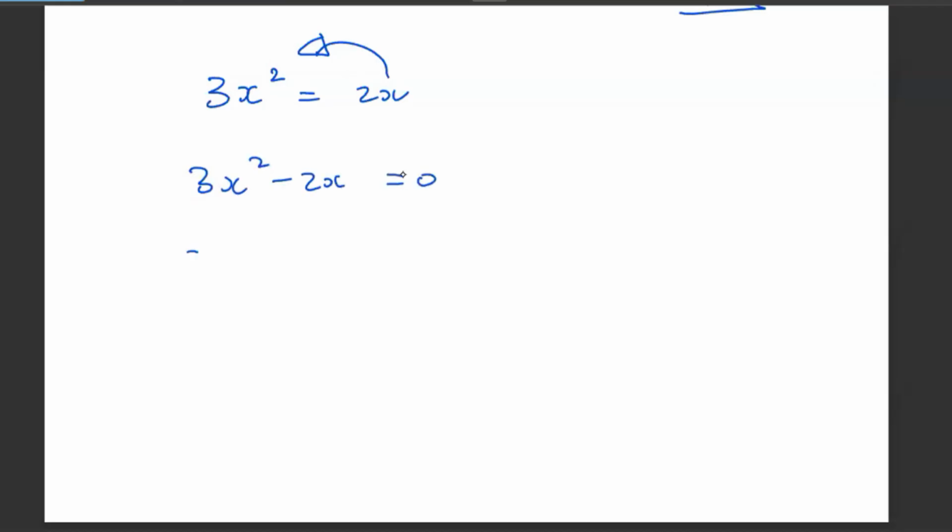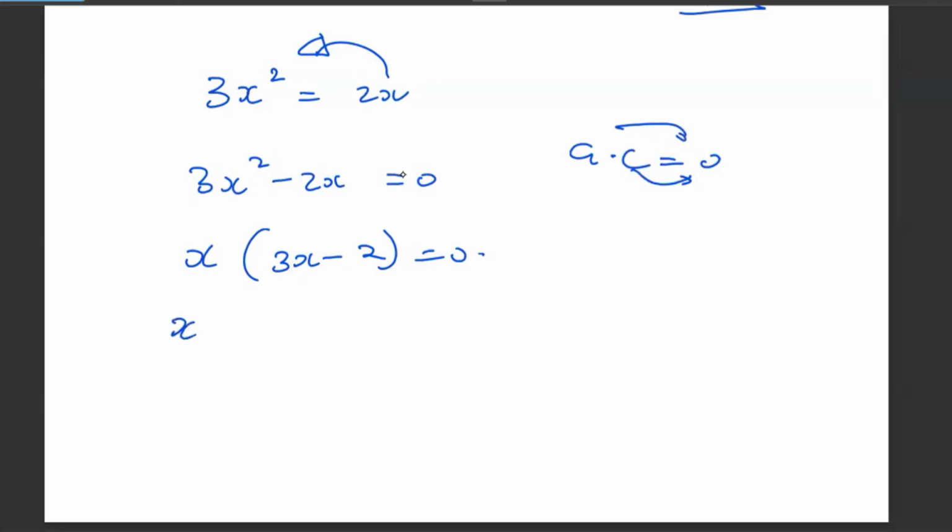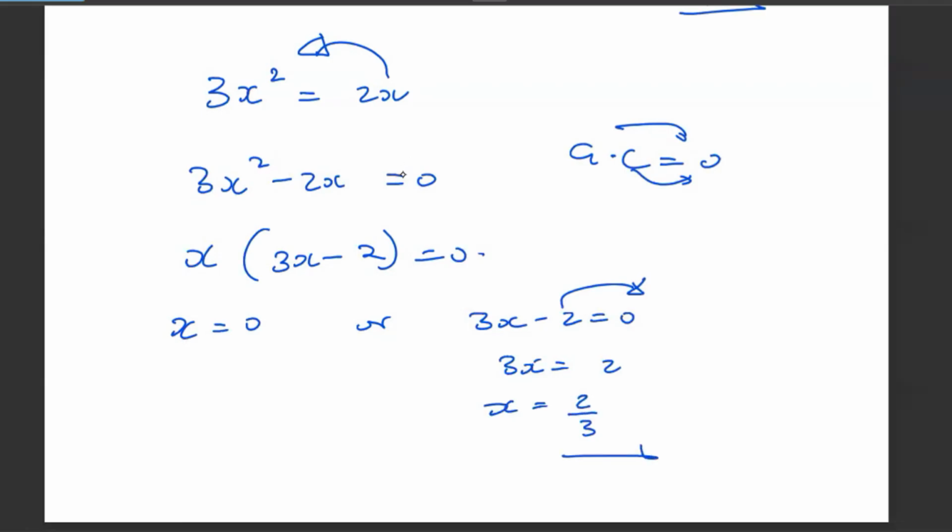What's common? X is common. We take it out. We shall have x times 3x minus 2 is equal to 0. Now we know that from our dot product, if we have a times c is equal to 0, one of these must be a 0. So either x is a 0 or 3x minus 2 is a 0. When we solve this, move the 2. 3x is a 2. Divide both sides by 3. Okay, and then there we go.